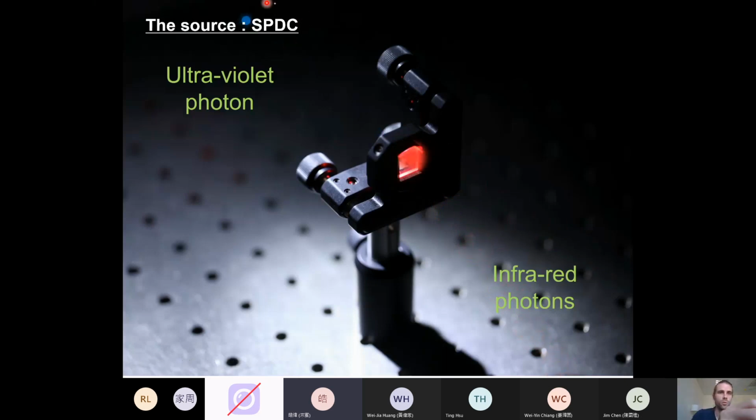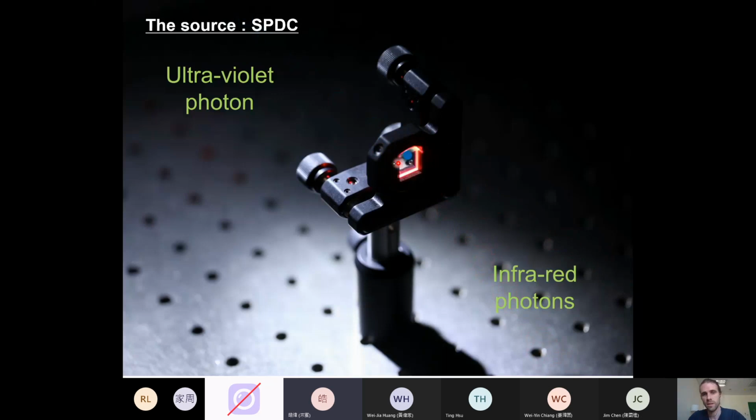The source that we use is SPDC. SPDC stands for spontaneous parametric down conversion. It is a nonlinear optics process through which we can down convert the frequency of a light beam. What we have here is a crystal that is transparent, and that is a nonlinear crystal. We pump this crystal with a UV beam that is coming in here.